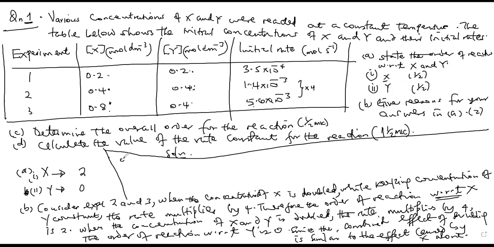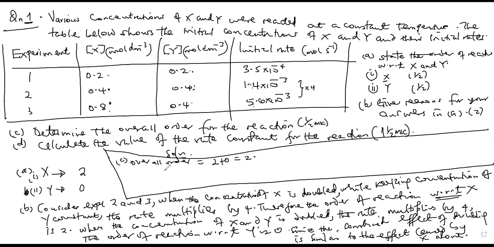Determine the overall order, that is part C. We said that overall order is the sum of the orders. So we have 2 plus 0, which is 2. Then finally, part D, they want us to calculate the value of the rate constant. So rate is going to be equal to k times x raised to power 2 times y raised to power 0. So the rate is going to be k x squared.